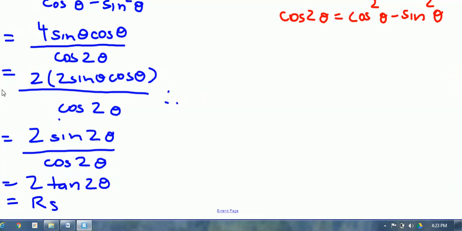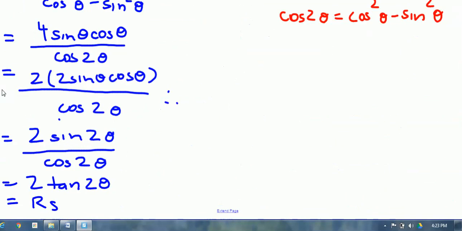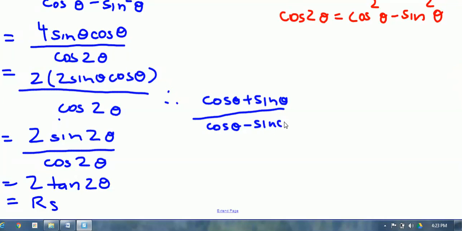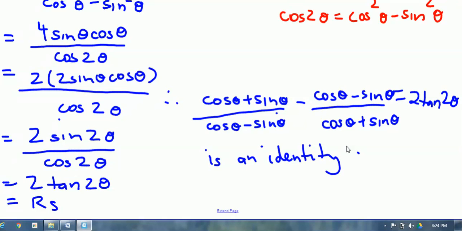Some big ugly thing, right? I'm not sure. Oh, heavens. Okay, so it was cos theta plus sine theta over cos theta minus sine theta, and then I think it was minus cos theta minus sine theta over cos theta plus sine theta is equal to 2 tan 2 theta, an identity. Okay, that was tricky, that one. There was a lot going on. It was definitely a level 4 identity, but yeah, it definitely is doable, obviously.